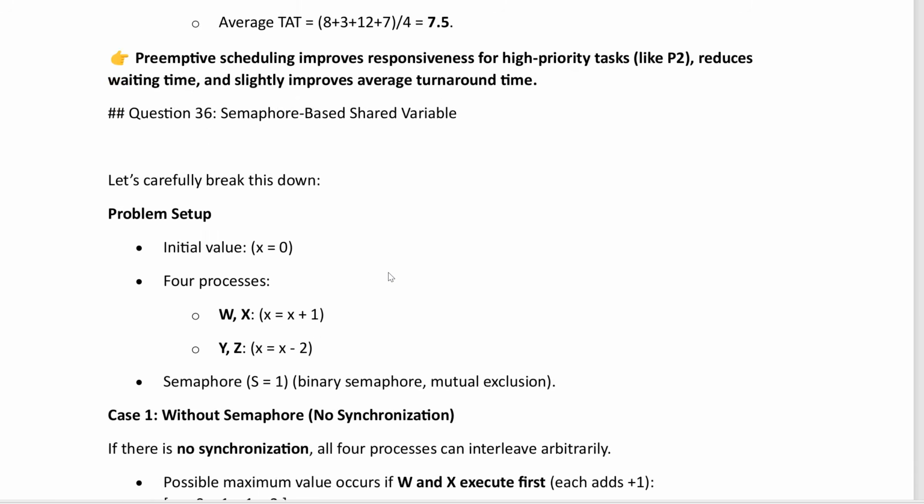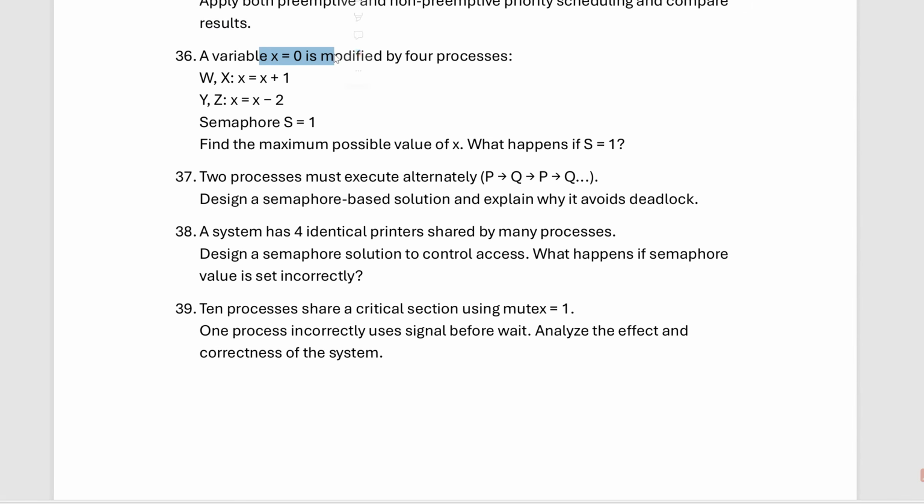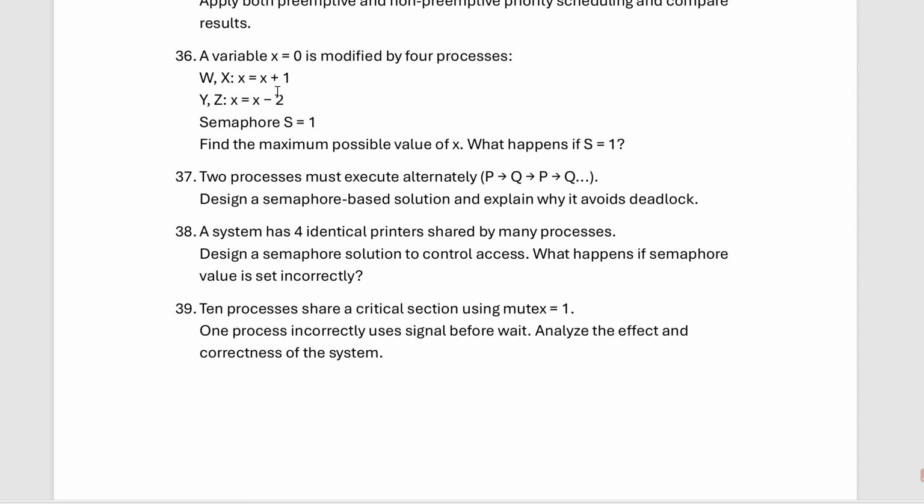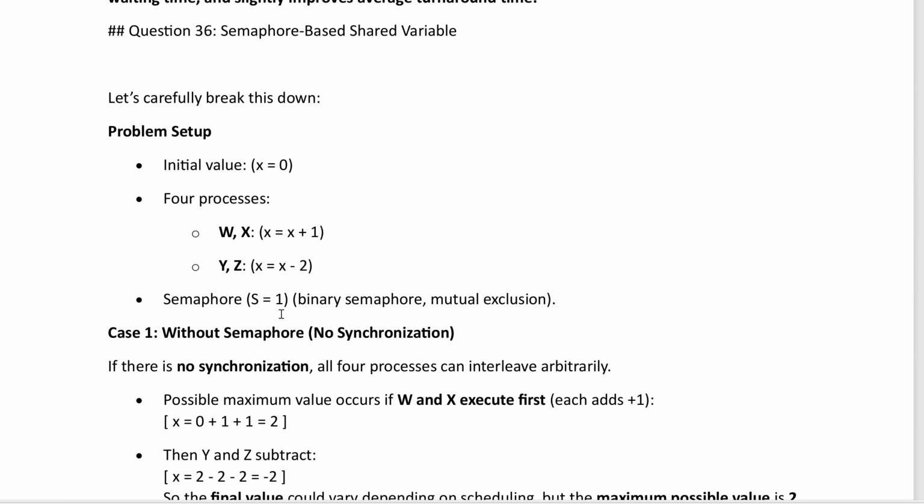So problem number 36 can be solved like this. Now, the initial value of x is what? 0. The 4 processes are W, X, Y, Z. W and X processes add 1 to x. Processes Y and Z subtract 2 from the value of x, right? Semaphore S equal to 1 means it is a binary semaphore. And a binary semaphore is used for ensuring mutual exclusion.